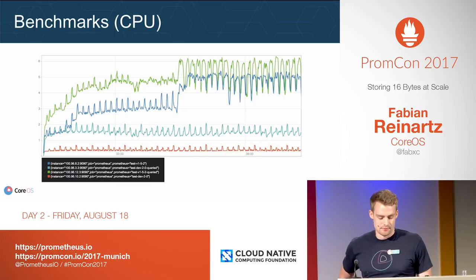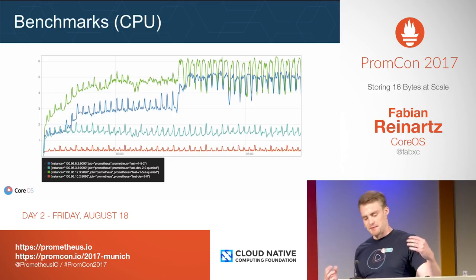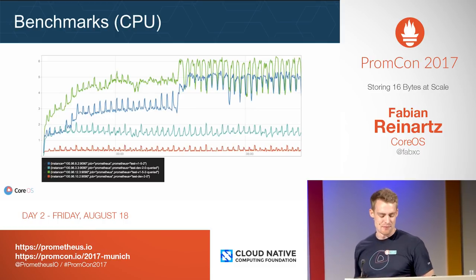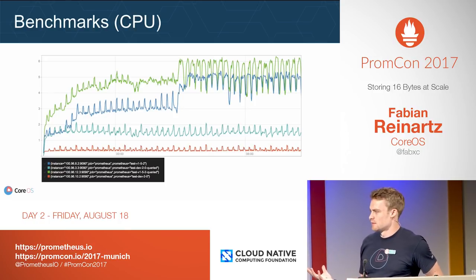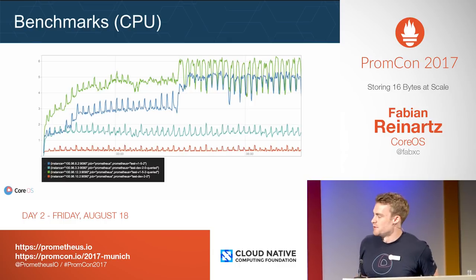CPU, same story, same order, Prometheus 1.5 above and Prometheus 2 below. Here we can see that CPU usage dropped massively, and that's not just the storage, right? There are some optimizations that were enforced by just integrating the new storage into the scraping layer. But basically for 300,000 samples a second, no, 120,000, we are barely using half a CPU core.